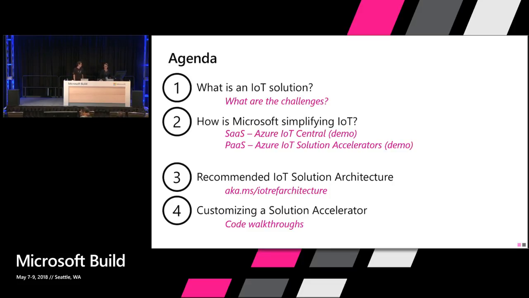So let's get started. On the agenda today, we have our talk broken down into 4 different chapters. In Chapter 1, we'll talk about what an IoT solution is and what the challenges and complexities are behind building one. In Chapter 2, we're going to talk about how Microsoft is simplifying IoT through our 2 solution offerings, a SaaS offering and a PaaS offering. In 3, we're going to talk about the recommended IoT solution architecture. Tim's going to give an overview and drill into the IoT reference architecture that we just shipped a few days ago. And then in the last chapter, we're going to actually dig into customizing a solution accelerator through some code samples.